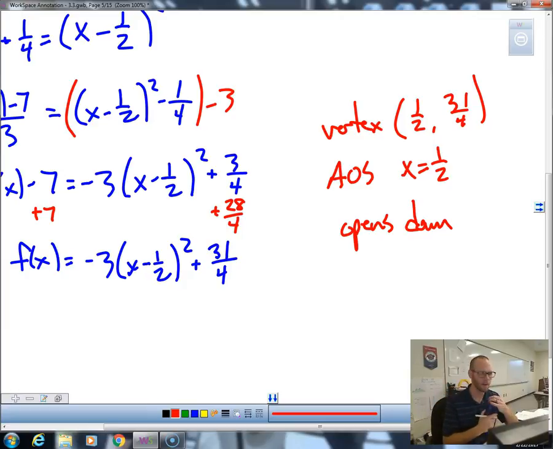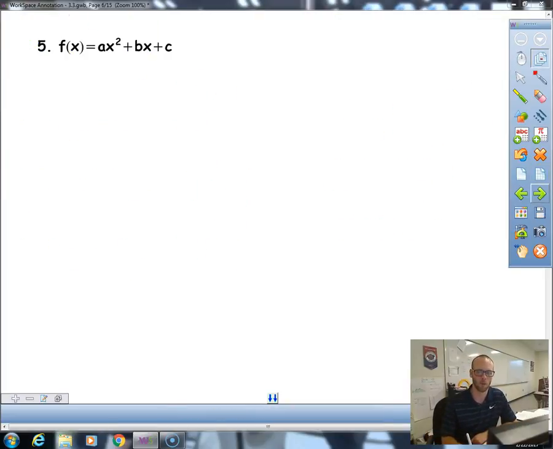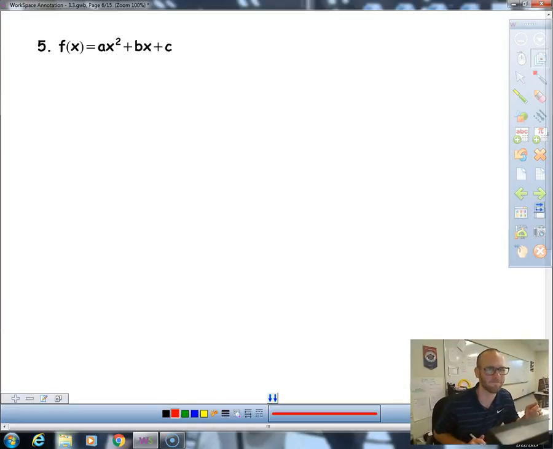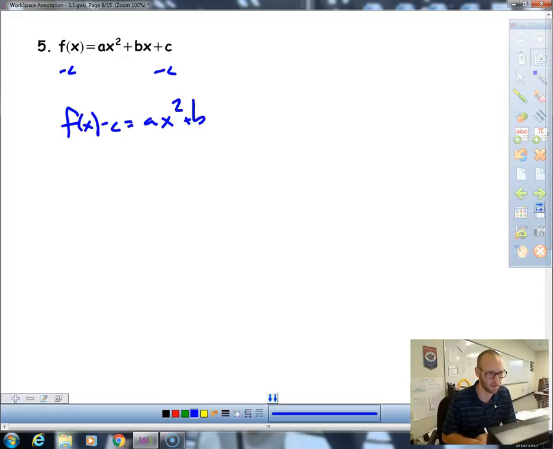You know, sometimes instead of just repeating the same process over and over again, it's nice to do it once and for all. Can we get ax squared plus bx plus c into standard form? Can we do it for the generic equation so that we don't have to do this anymore? Okay, same steps. Let's follow it. Subtract c. F of x minus c equals ax squared plus bx.